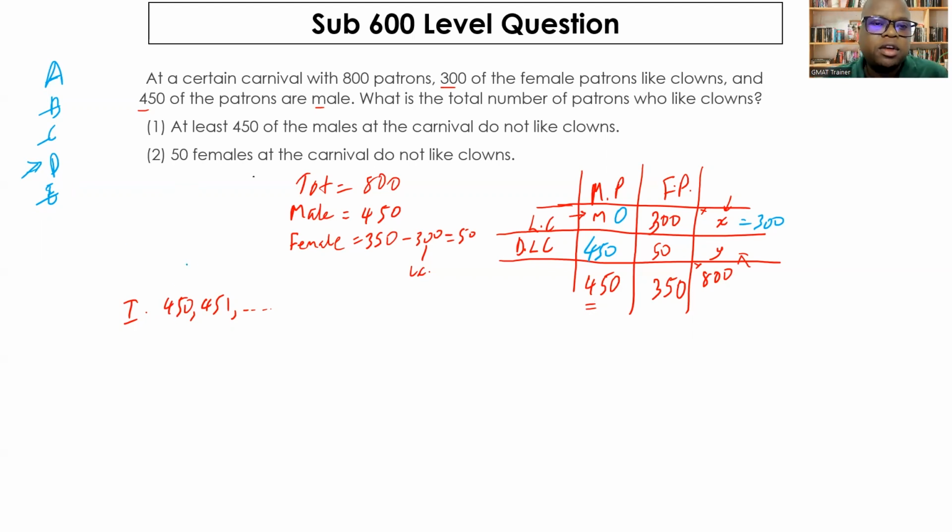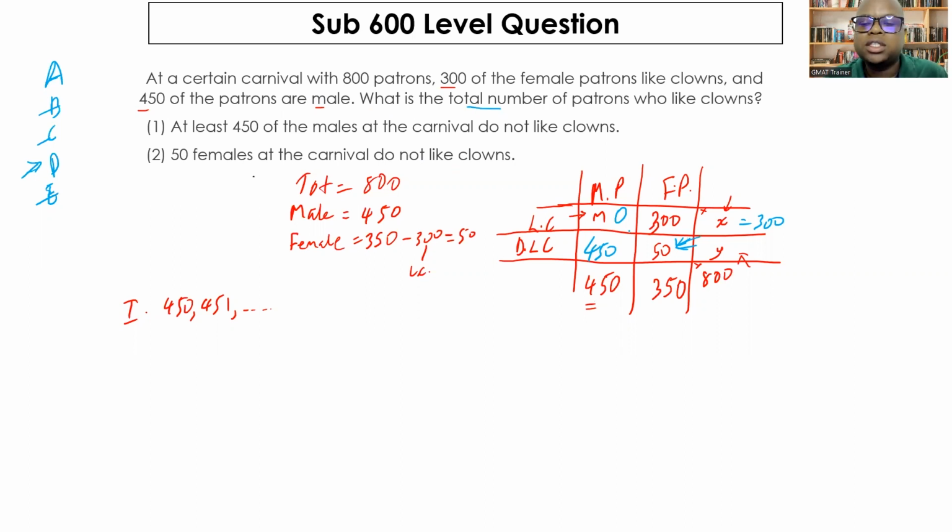So let's see. 50 females at the carnival do not like clowns. So what are they saying? This statement says that 50 females at the carnival do not like clowns, which is basically just this cell here they're talking about. And if you look at it closely, it's just reiterating what you had in the main question stem.